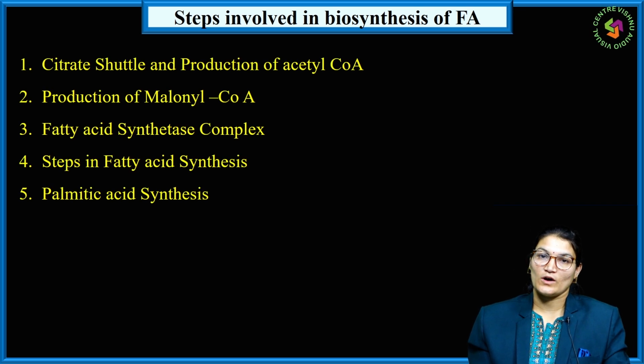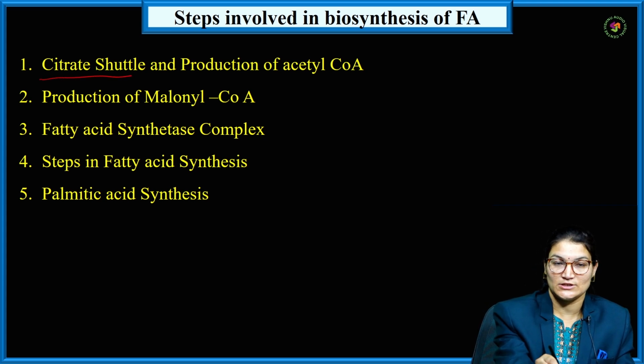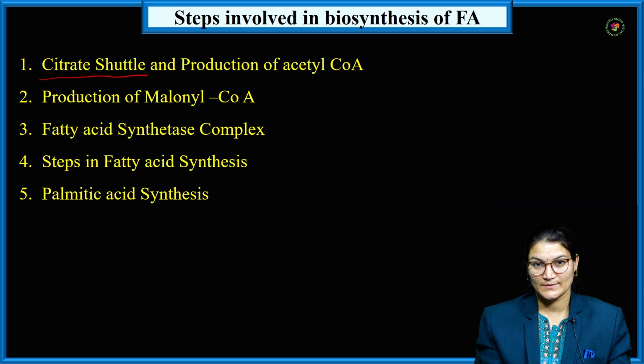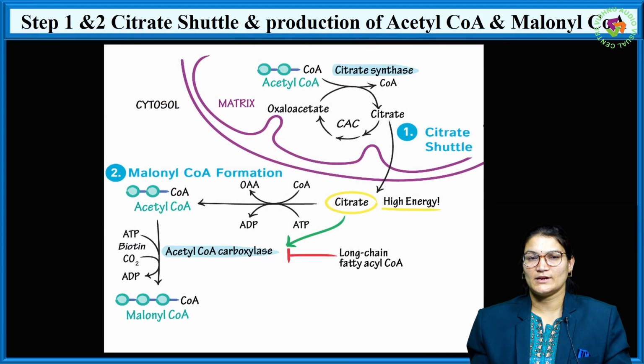Coming to the steps involved in the biosynthesis of fatty acids, there are 5 steps. First is the citric acid shuttle, followed by production of acetyl coenzyme A, production of malonyl coenzyme A, the fatty acid synthetase complex, the steps involved in fatty acid synthesis, and the last step is palmitate synthesis. Let's get into them one by one. Step 1 and step 2 we will discuss together.